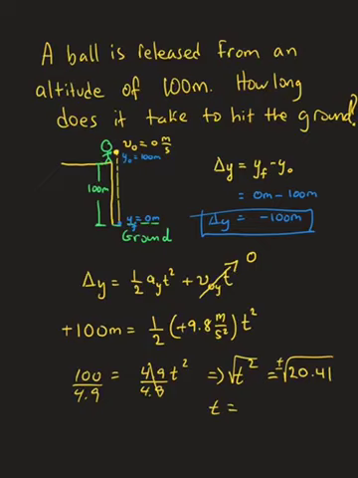But we know that time can't be negative because that would mean that the ball hit the ground in the past. So we're only going to take physical solutions, which means that time should be positive. So the ball should hit the ground in the future. If we take the square root, we end up with 4.52 seconds. So it takes 4.52 seconds for this ball to hit the ground if it's released from rest 100 meters above the ground.